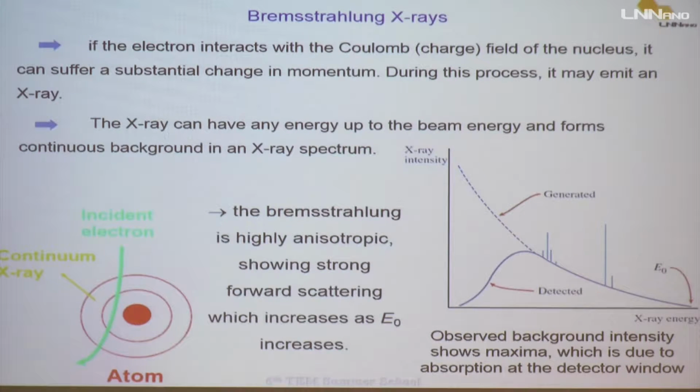During the passing of the electron through the material, many X-ray photons are generated. This bremsstrahlung is highly anisotropic. It shows a strong forward scattering. It's always forward scattered. It means that you have your material here, the incident beam is coming from this side, and then all the bremsstrahlung will be formed on the other side of your material.